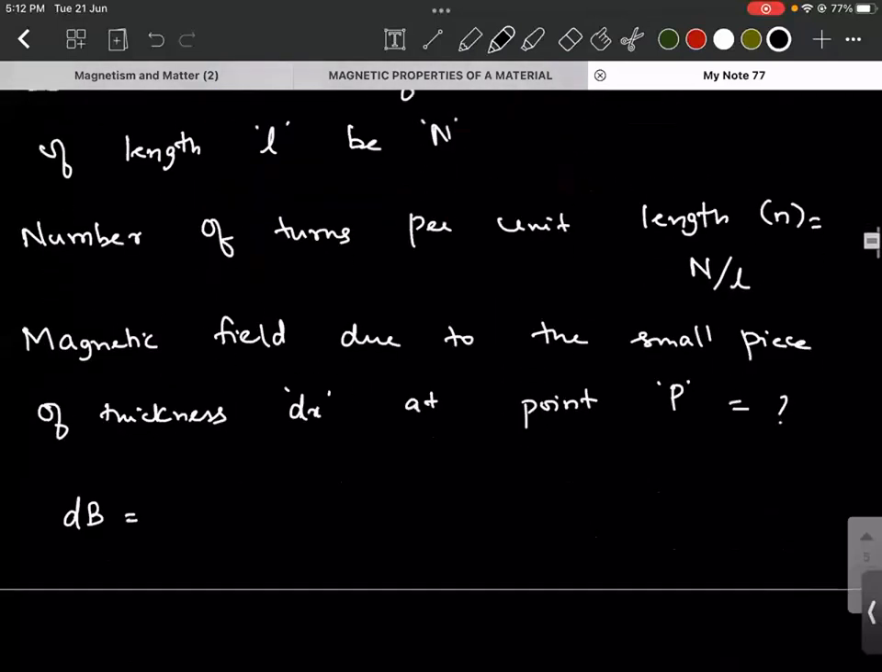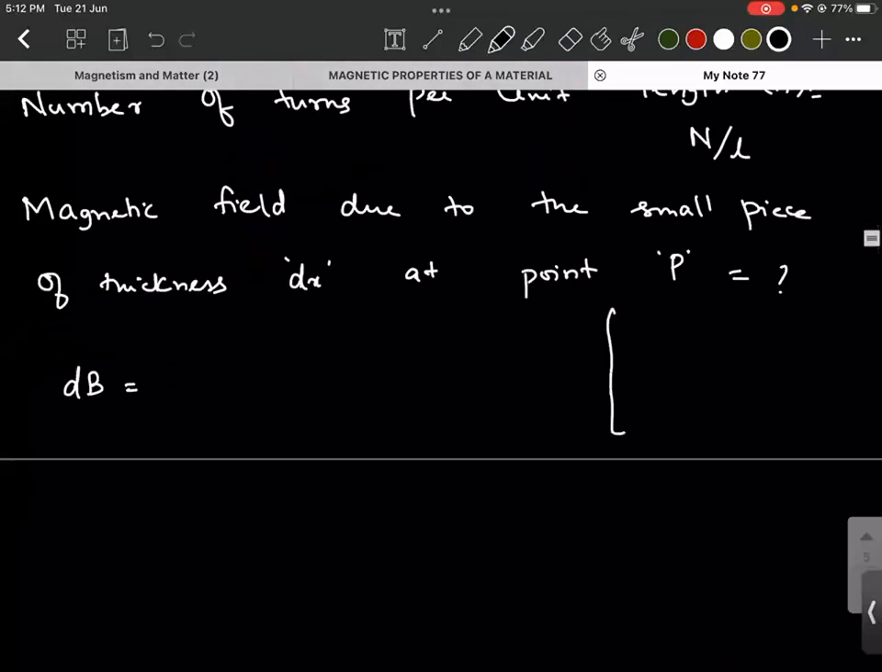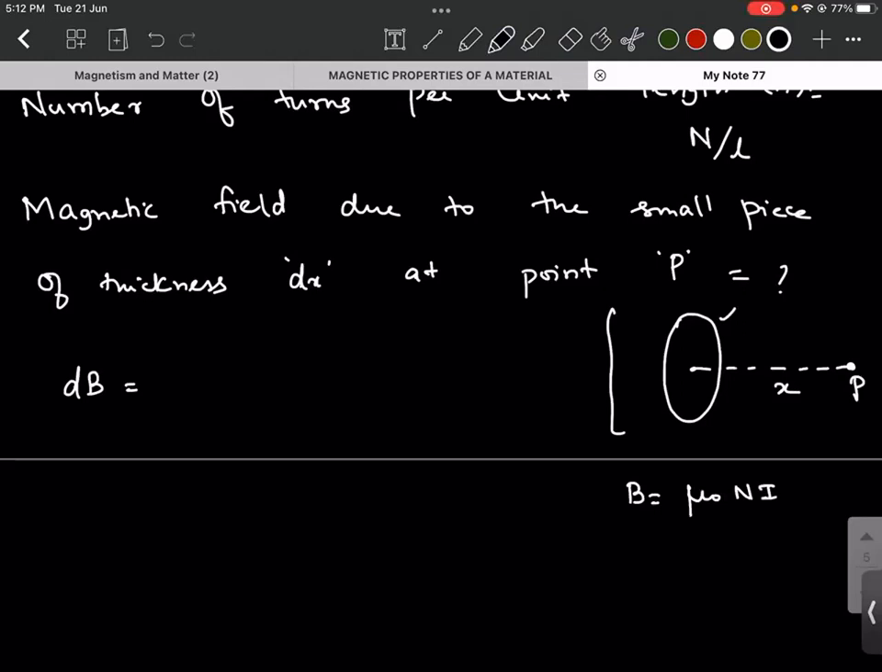For that, we need to recollect the fact that if you have a circular current carrying coil, and on the axis of it at a distance x from it there is a point P, then the magnetic field due to the circular current carrying coil is given as mu naught N i a square divided by 2 into a square plus x square the whole power 3 by 2, where a is the radius of the circular path and I is the current that is flowing through the wire.